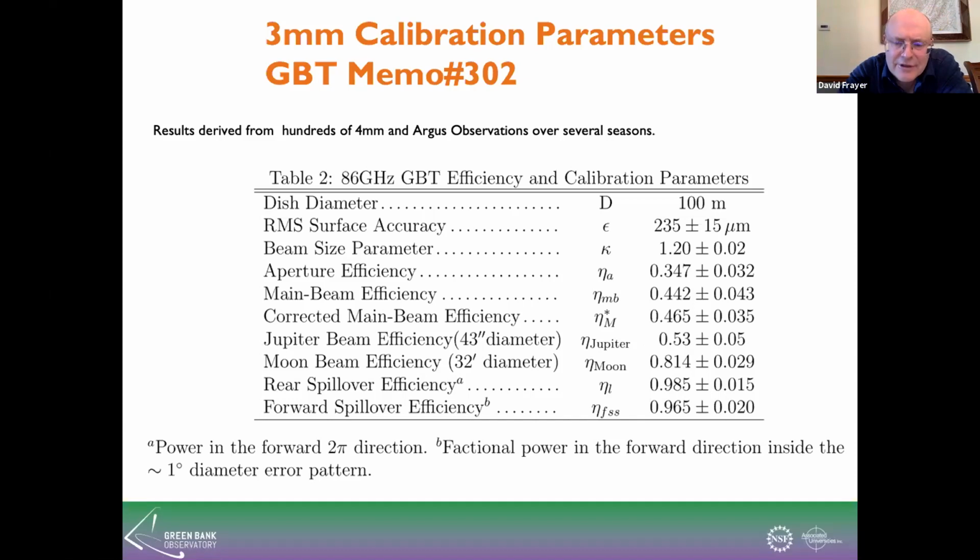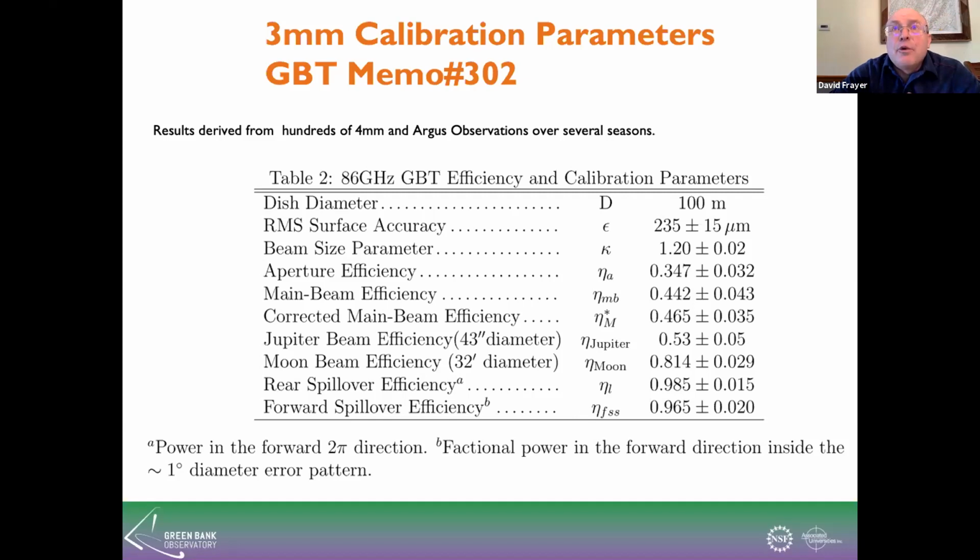Now, if you take the forward direction and how much you see, this is called the forward spillover efficiency. It's 96.5%. You multiply these two numbers together, and that gives you the total amount of power inside the beam and error pattern of the telescope, roughly 1 degree on the sky.